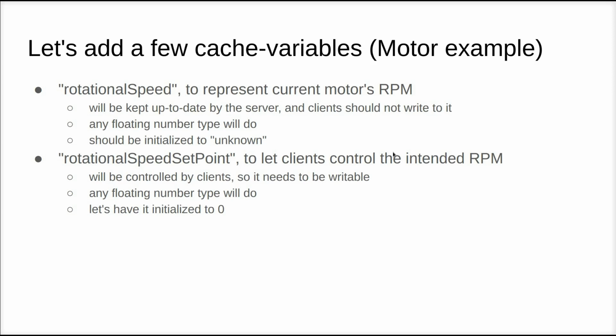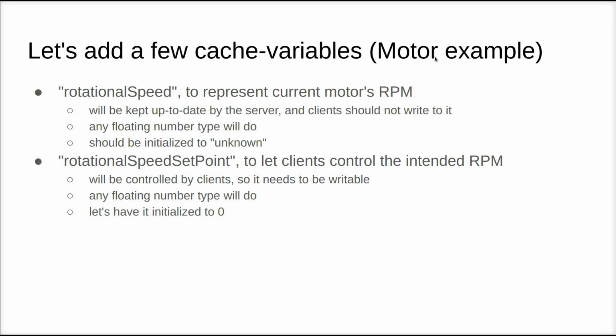So let's now look back at our motor example. And let's add a few cache variables to give some, I hope, meaningful examples on what cache variables are and how to use them. So first of all, we'd like to add rotational speed because I'd like my server to expose the information on the current motor's rotational speed in revolutions per minute or another meaningful unit to my OPC-UA clients.